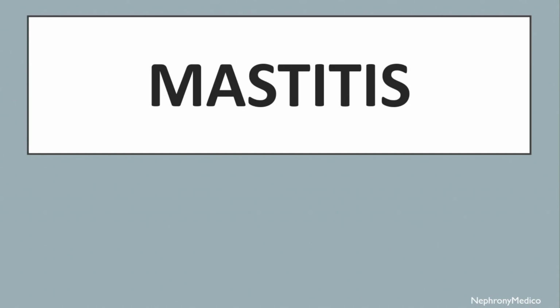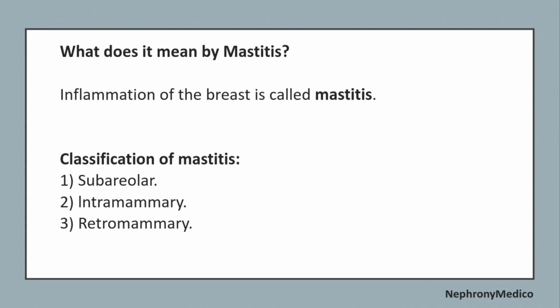Hello and welcome. Let's talk about mastitis. So, what does it mean by mastitis? Inflammation of the breast is called mastitis.